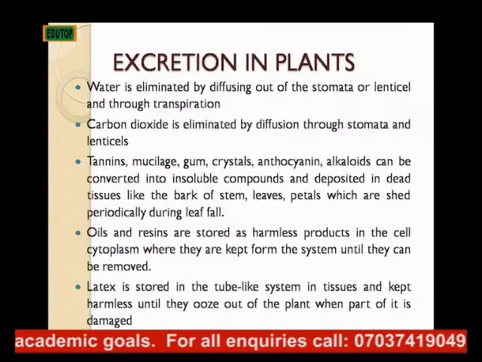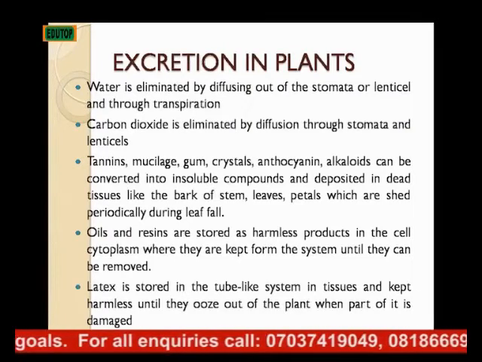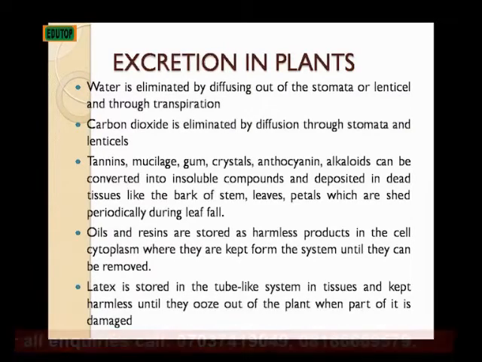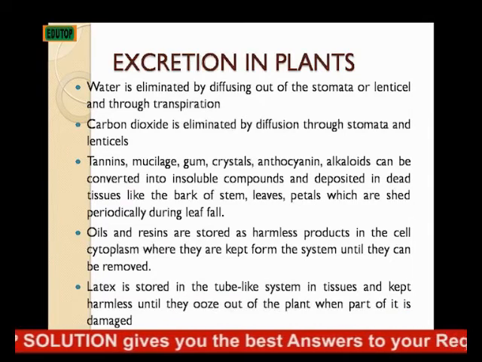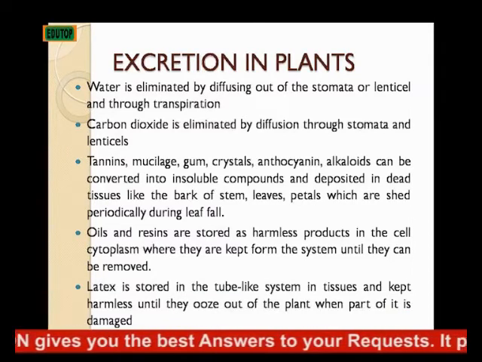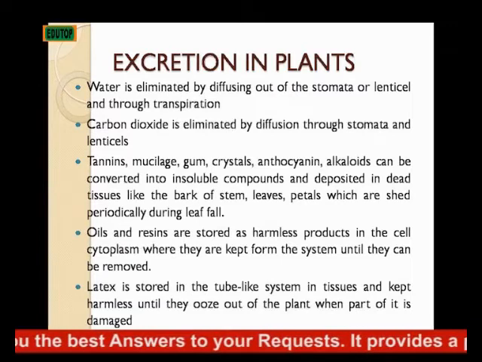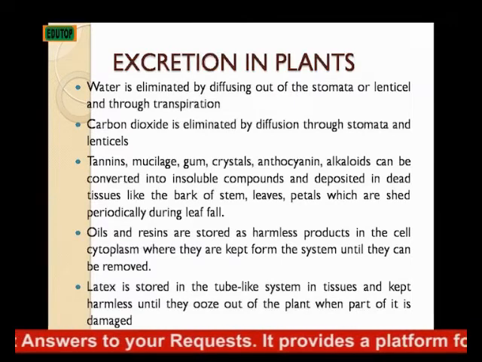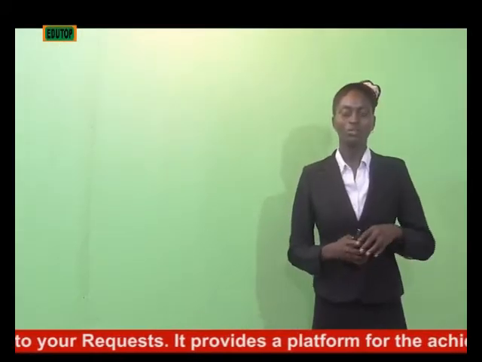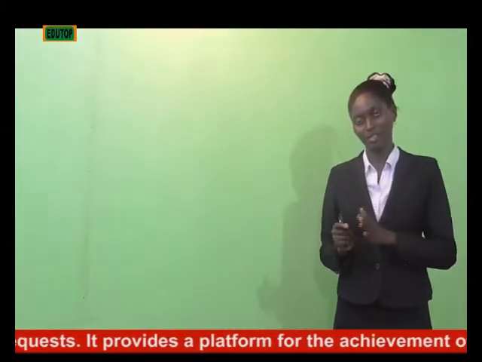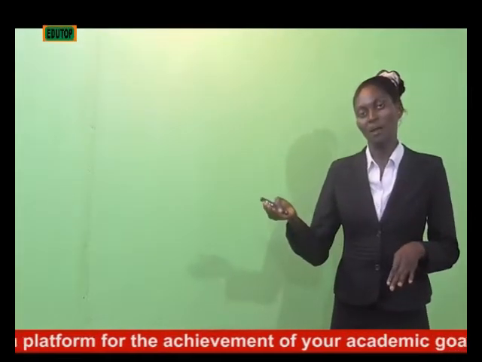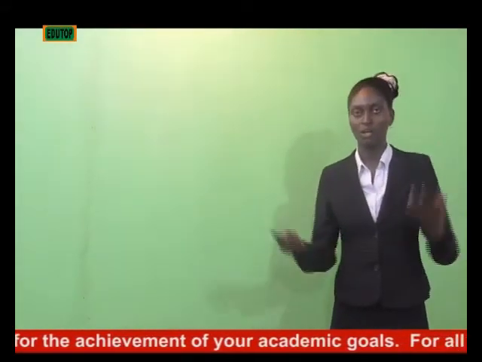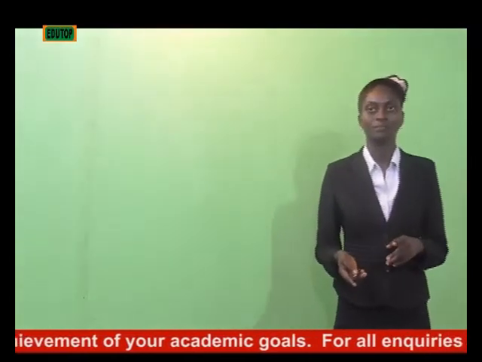Then oils and resins are stored as harmless products in the cell cytoplasm, where they are kept from the system until they are removed. Then latex is stored in the tubular system in tissues and kept harmless until it oozes out of the plant when the part is damaged. So until the part is damaged, they keep them in a part of the plant that cannot harm the plant. So when such part is damaged, they ooze out from that opening.